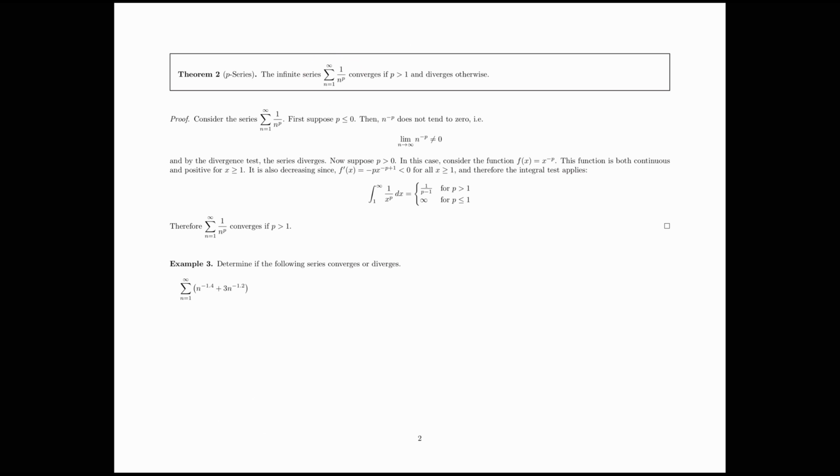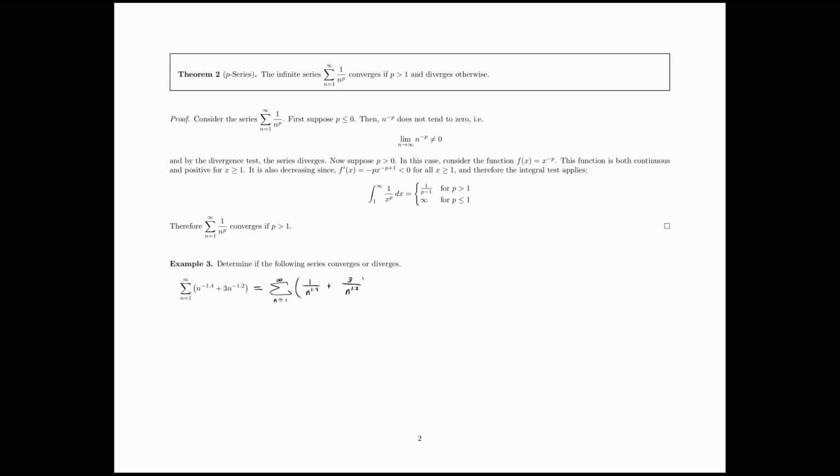We won't go through the proof here, but it is just a very straightforward application of the integral test. We will instead focus on some examples. So example 3: determine if the following series converges or diverges. So first thing we're going to want to do here is write it in the form of a p-series. So I will go ahead and write this as 1 over n to the 1.4 plus 3 over n to the 1.2.